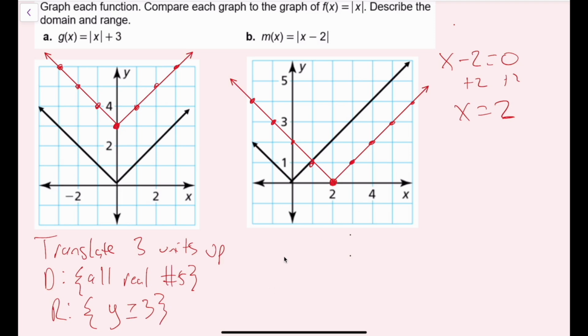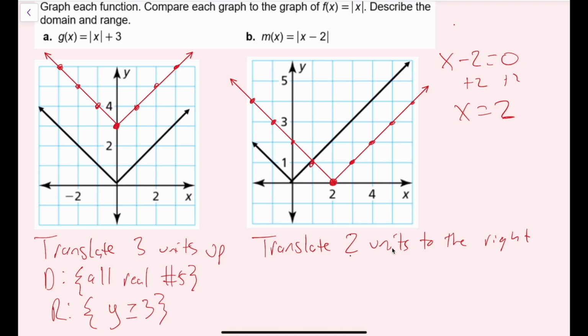So I'm going to translate 2 units to the right. And you don't even need to write to the right. You can just write translate 2 units right. And that's the only transformation.